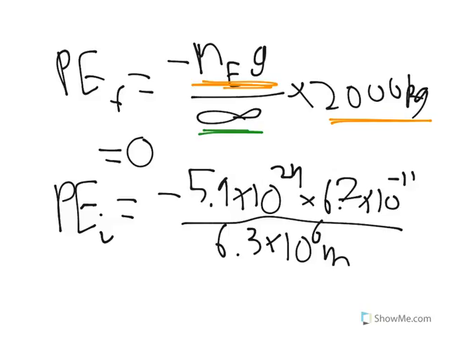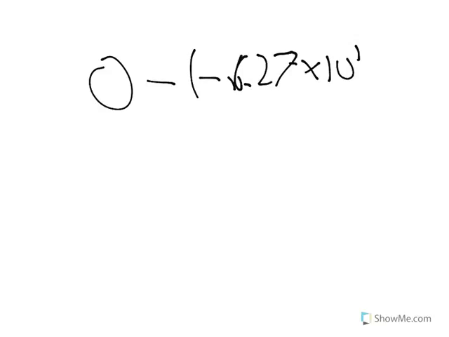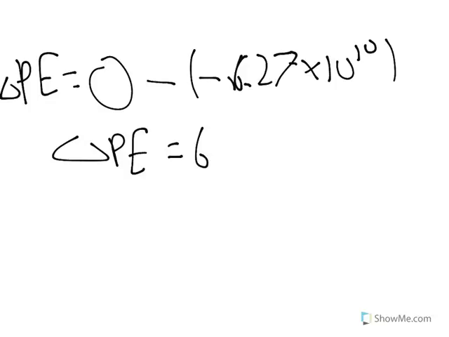Now, what are we forgetting? Wait a second. We're forgetting the mass of the satellite. So all this times 2 tons. So let's multiply: 6.27 times 10 to the 10th. So this is our value for our potential energy initial. And that actually should be negative, because we're forgetting the negative sign here. So 0 minus negative that value. That's our change in potential energy. The negatives cancel, so our potential energy has increased by 6.27 times 10 to the 10th.